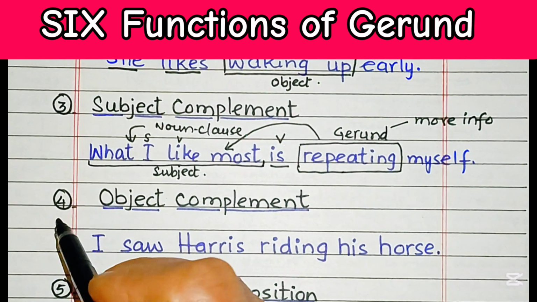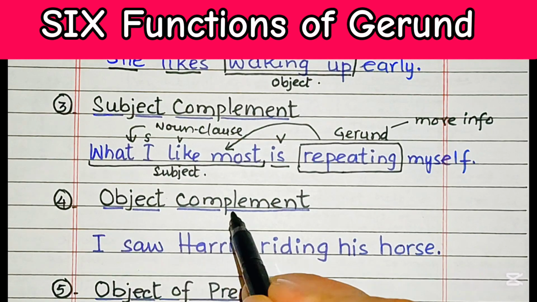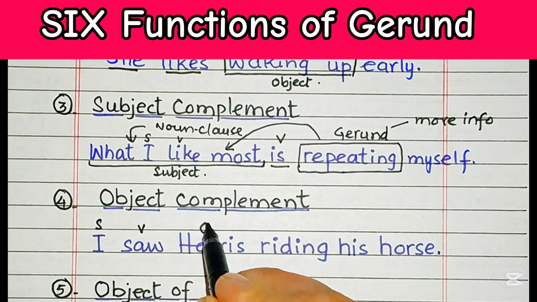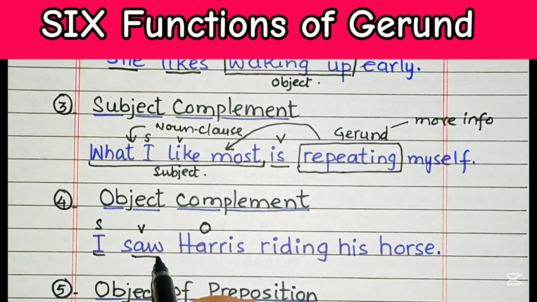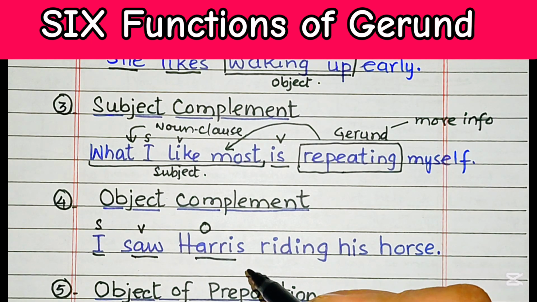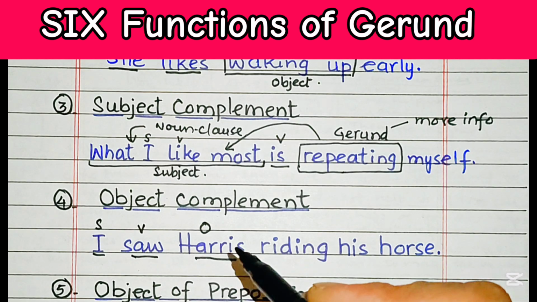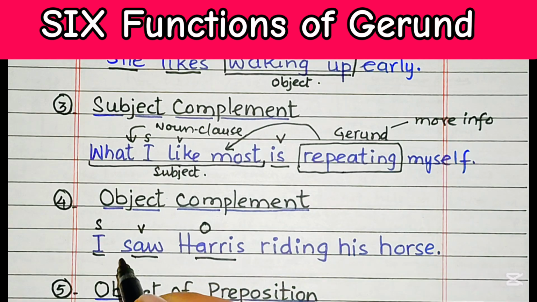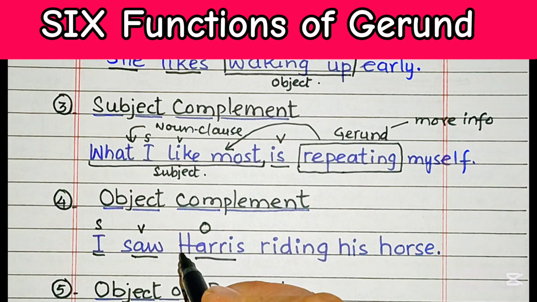Now the next one, object complement. I saw Harris riding his horse. So over here, I is subject, saw is verb, and Harris is object in this particular sentence. So you are probably getting the idea of a pattern developing here.